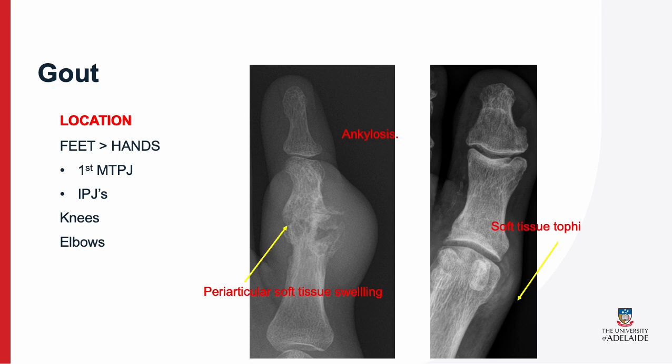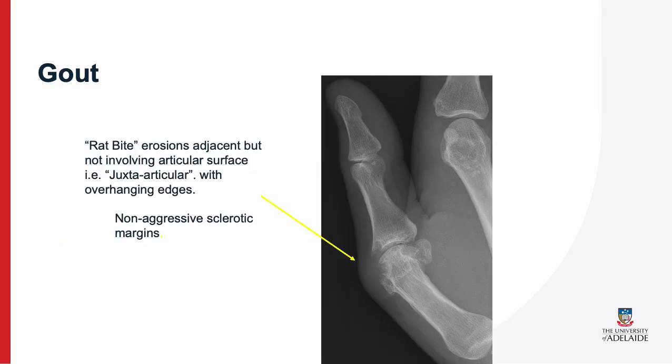Location, we've talked about the feet being the place it likes the most, particularly the metatarsophalangeal joint, first metatarsophalangeal joint, and the interphalangeal joint. It can also involve the hands, knees and elbows, and any joint. So the classic description of the erosions is a rat bite erosion, or that punched out, well-defined erosion. They can often have sclerotic margins and this overhanging edge.